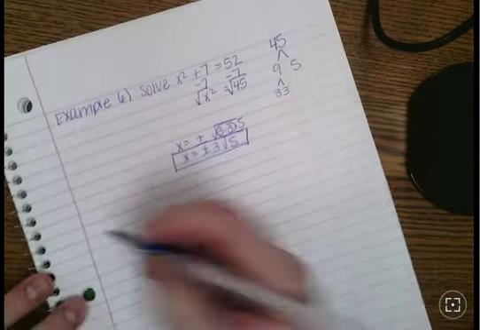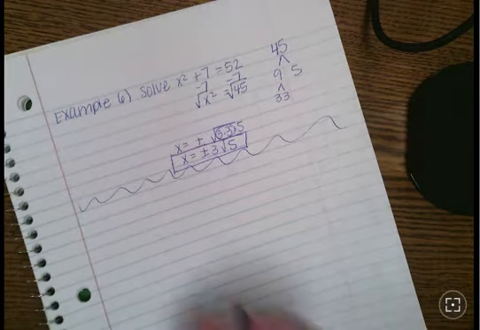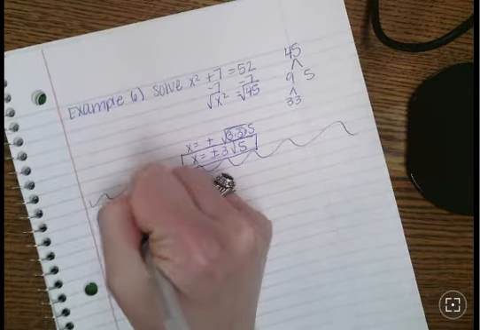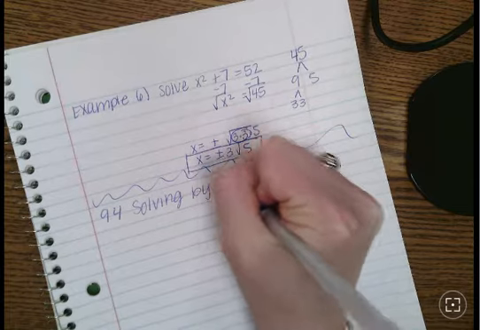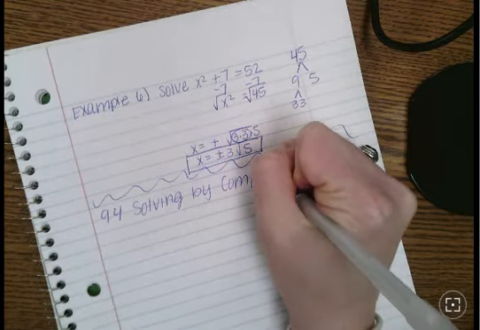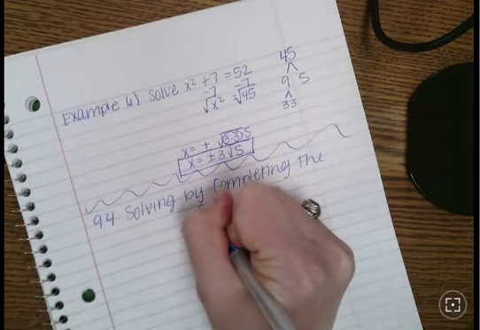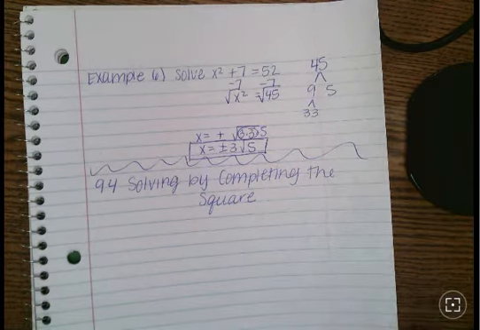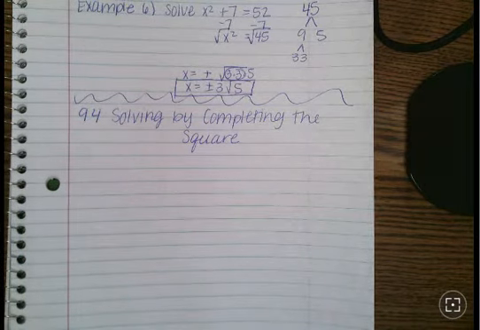All right, welcome back. We're going to talk about another method here. And this method is coming from section 9.4. And in 9.4, we are going to be solving by a method called completing the square. Okay? And it is a very useful method in very specific cases. It's also the method that we're going to use to convert in between standard form and vertex form. So we're going to do that in class.